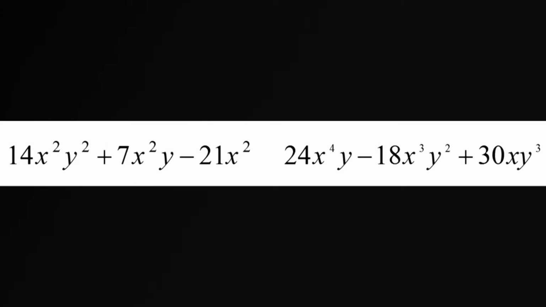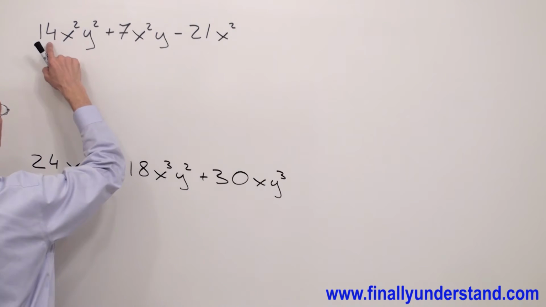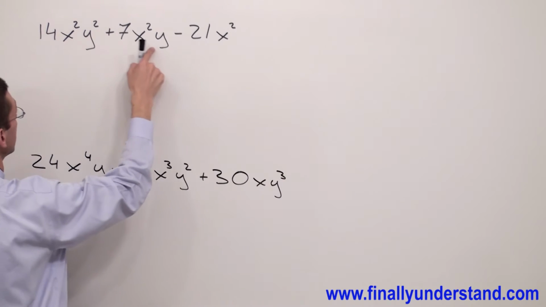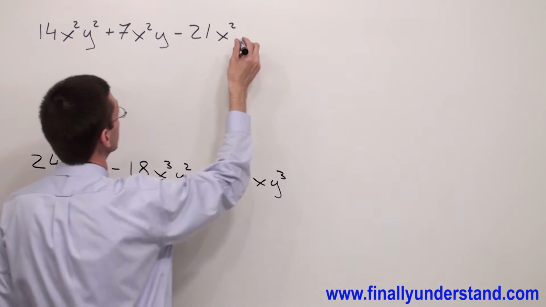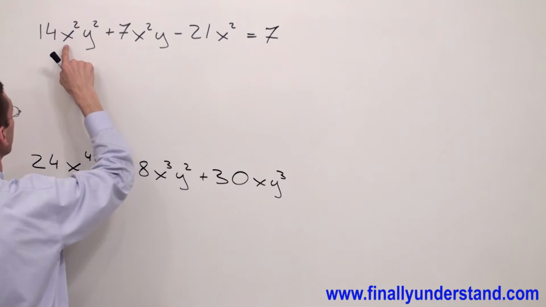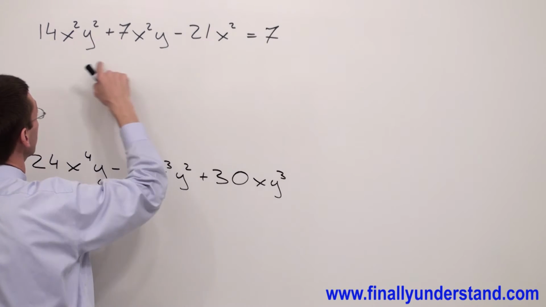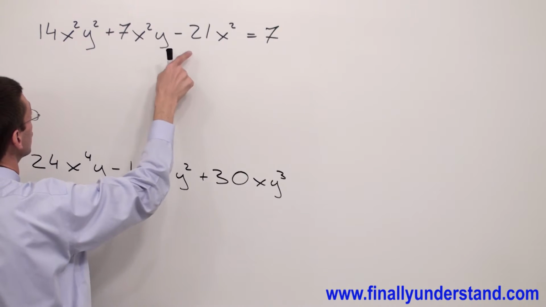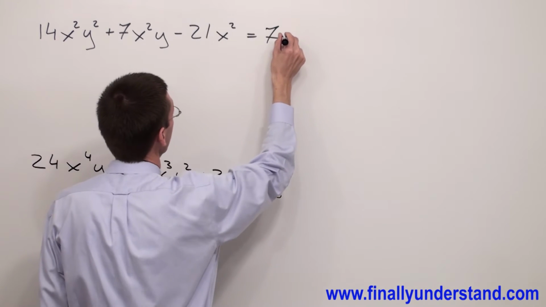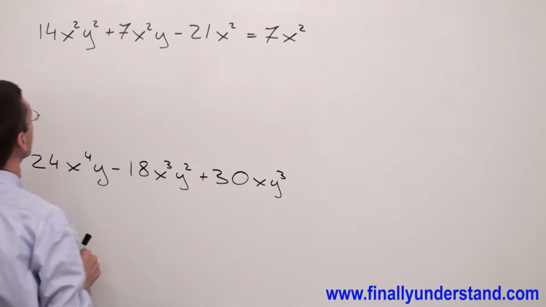In the first example, I have to look at the numbers first. The greatest common factor for 14, 7, and 21 is 7. Next, I have to look at the variables. I have x squared, x squared, x squared. I have x squared in every single term. That's why this is going to be part of my common factor.